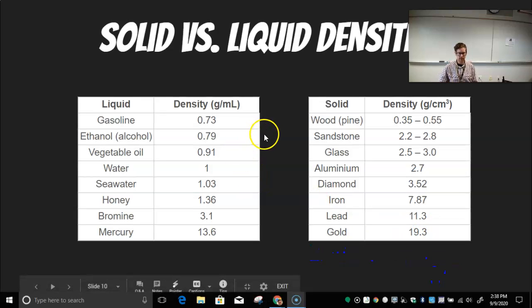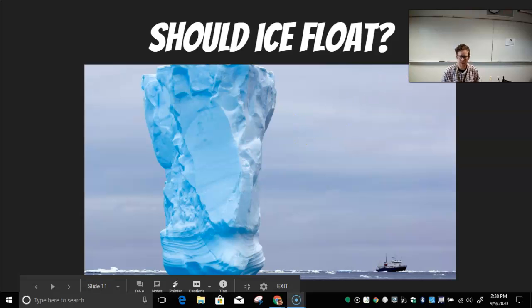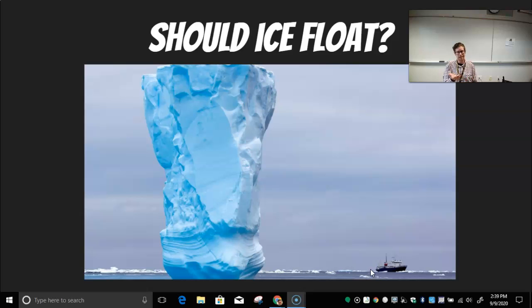But so that still raises an interesting question. Should ice float? Right? This is a rather massive iceberg here, right? Big chunk of ice floating on top of the ocean water. Should that happen? We just said that solids of the same material are denser than liquids of the same material, which would mean that they should sink if one was placed on top of the other. But that doesn't happen with ice and water. So, what's happening? We'll explore later on.